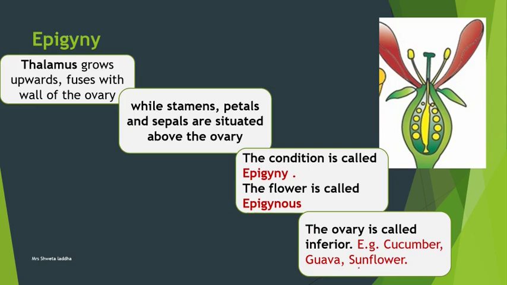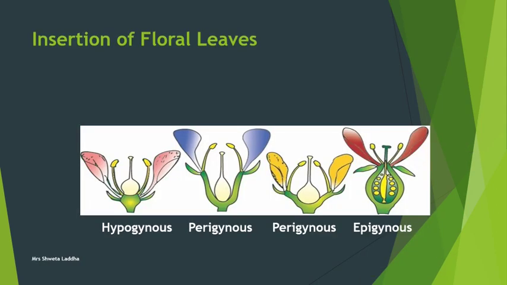So students, let us see all the three again. First condition was hypogyny, below the gynoecium. The shape of the thalamus is conical, and the ovary is superior because the gynoecium is at the top. Second was perigyny. The shape of the thalamus is saucer shaped or cup shaped, as you can see in the picture. The ovary is in the center, so semi superior, semi inferior, half superior or half inferior ovary, and the other floral whorls are present on the rim, on the border, on the periphery of that cup or saucer shaped thalamus.